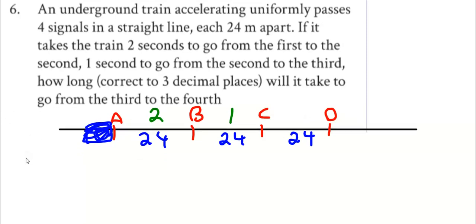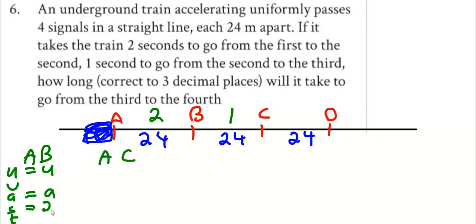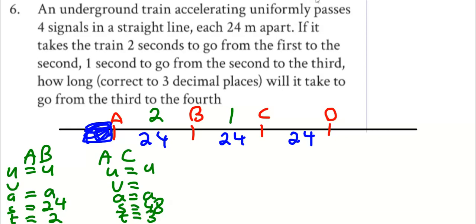When doing this question, I'd ask that you use AB and AC for your SUVAT. (24), 2, and then your U is, what is your U? U is unknown, A is still A, S is 48, T is 3. There you go, because you have it right. So we're going to use S equals UT plus half AT squared.